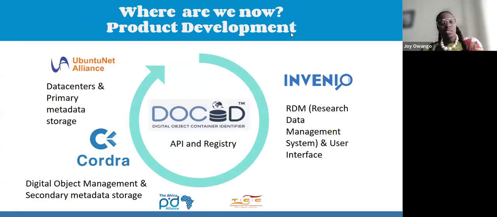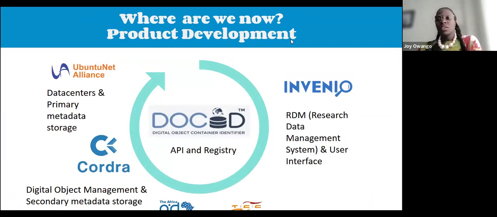Okay, so how we created the DOCiD, we used Invenio. For context, Invenio is the system that was used to create Zenodo. So we are not creating anything new. We are just building on existing infrastructure. Invenio is the research data management system and is also the user interface. As I said, Invenio is being used by Zenodo. So why wasn't Zenodo able to do this? Zenodo is not able to assign persistent identifiers to multiple objects.